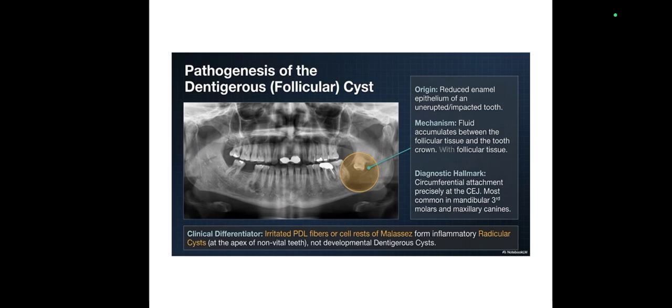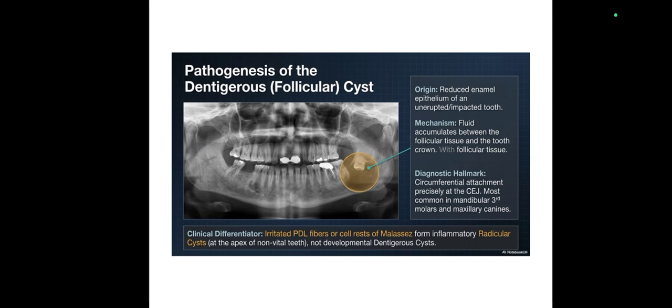Origin: it originates specifically from the reduced enamel epithelium surrounding the crown of an unerupted or impacted tooth. As shown in the diagram, fluid accumulates between the follicular tissue and the crown of the tooth. Diagnostic hallmark: radiographically you will see a well-defined unilocular radiolucency that attaches precisely at the cemento-enamel junction. It is most commonly associated with impacted mandibular third molars and maxillary canines.